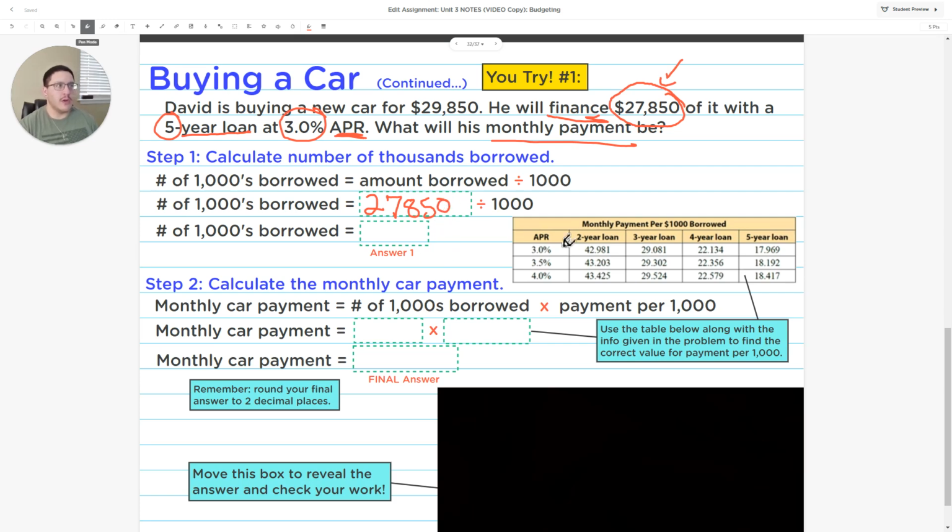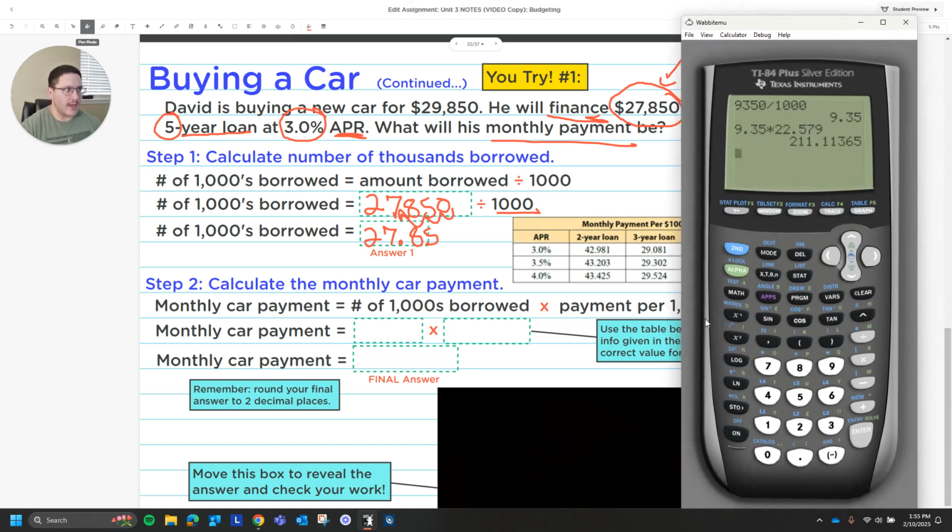If you remember your division rules with powers of 10, all we're going to do is move the decimal point to the left 3 times for 3 zeros, and we get 27.85 for answer 1, for our first answer. Or you could just simply plug it into the calculator. You're going to get the same thing. 27,850 divided by 1,000, and we get 27.85.